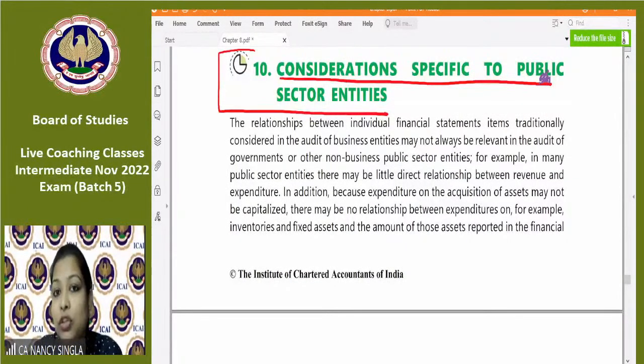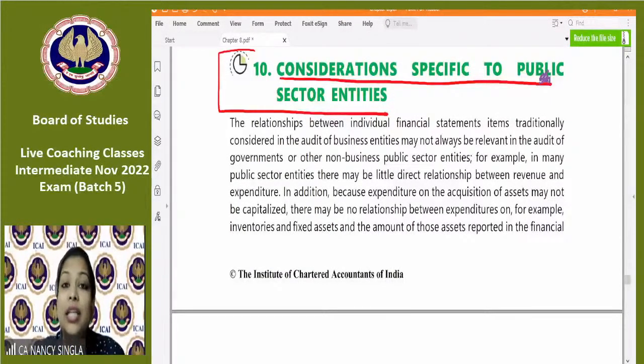Why? Because the purpose of a public sector entity is not as such to generate profit, but to make provision for public welfare. Okay. Further, let's say some cranes or some hoardings have been acquired, and those are installed in the streets. Let's say Beti Padhao Beti Bachao, for that some hoardings are installed. So expenditure is there, but as such there is no revenue now.